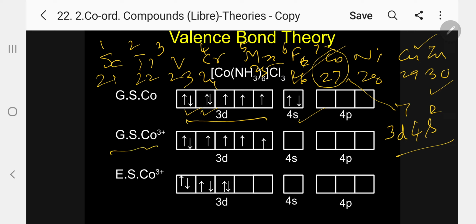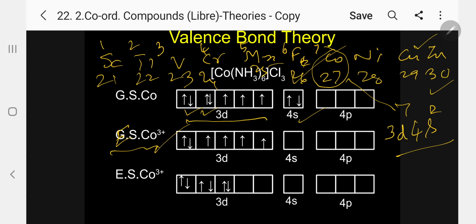In the excited state, what is happening now? That is the oxidation state. The ammonia is neutral, so 3 Cl minus. The Cl3 means 3 minus, to be balanced, 3 plus. So 3 plus means 3 electrons are removed from the cobalt atom: 2 4s electrons and 1 from the 3d electrons are removed. This is the excited state of the cobalt 3 plus.